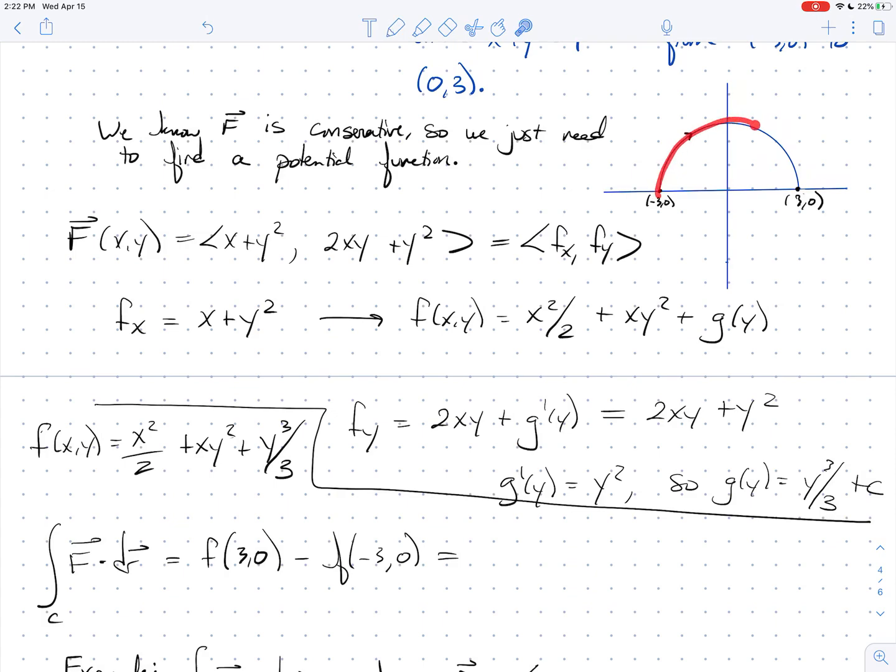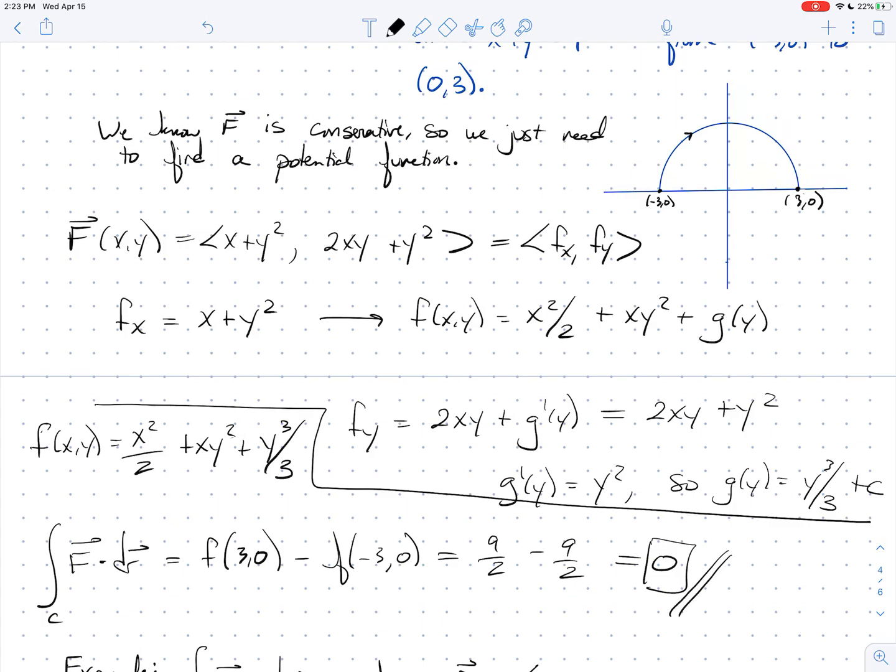Notice I didn't parameterize this. I didn't need to parameterize this. I just need to know the ending point and the starting point. And actually, in this case, when I plug in 3 for x and 0 for y, I'm going to get 9 halves and then 9 halves again. So this is just 9 halves minus 9 halves, which is 0.